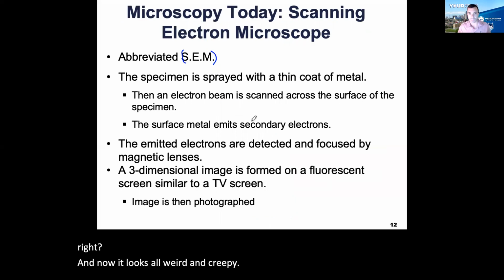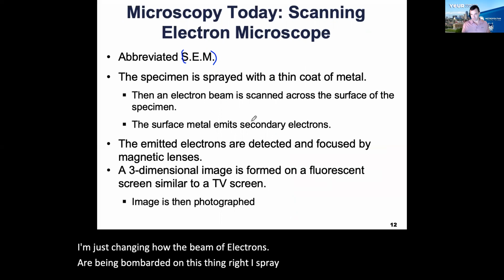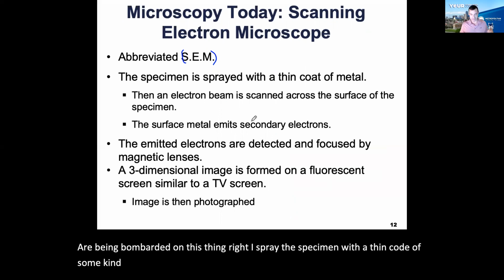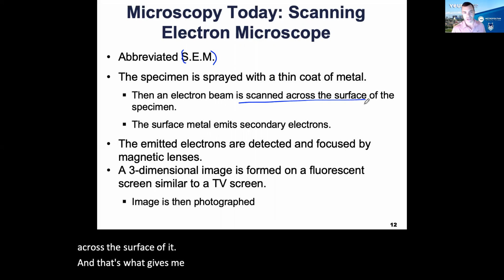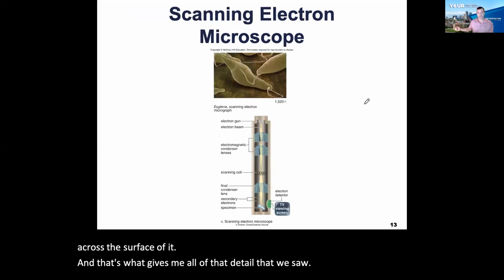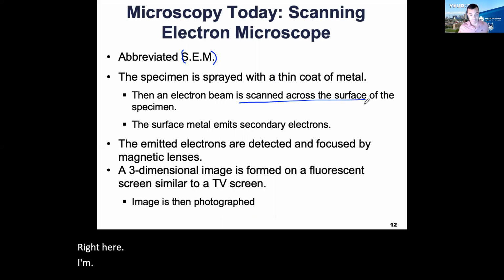Same electron scope, okay? I'm just changing how the beam of electrons is being bombarded on this thing, right? I spray the specimen with a thin coat of some kind of metal, and it depends, all right? But now that metal gets scattered across the surface of it. And that's what gives me all of that detail that we saw right here, okay? They're hella expensive, and take a lot to maintain.